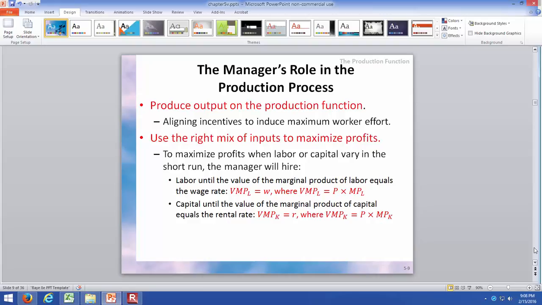So P times marginal product of labor, and capital until the value of the marginal product of capital equals the rental rate. So basically here, we are saying that we want to invest till the point where the marginal product of capital equals the rental rate, or the value of the marginal product of capital is equal to R, where R is the rental rate. And VMPK is given by P times the marginal product of capital. So we have P times the marginal product of labor and P times the marginal product of capital.